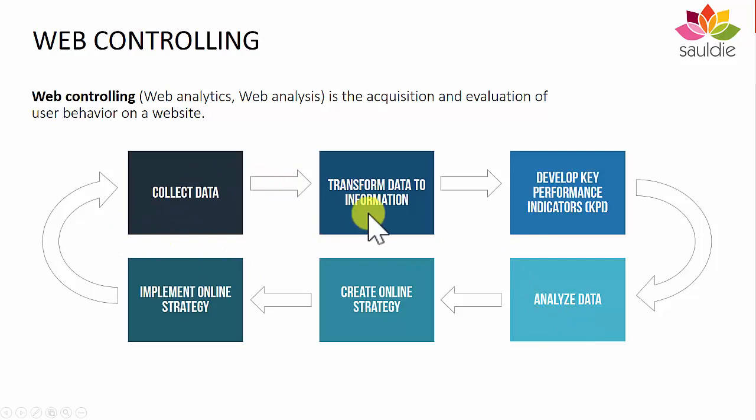So you collect data, transform data to information, then develop KPIs, analyze data again, create an online strategy, implement online, and then collect data. So you see that web controlling is not enough to say, oh, once a month I look at the statistics and I get some figures. Good web controlling. No, it's not. The thing is, web controlling always means how to create an online strategy on the basis of the data and then implement the online strategy to get new data. So any company that is doing that effectively, you see them in the news, you see them on the stock exchange, they are really growing because for them, data collection is not a hobby, it's a business.